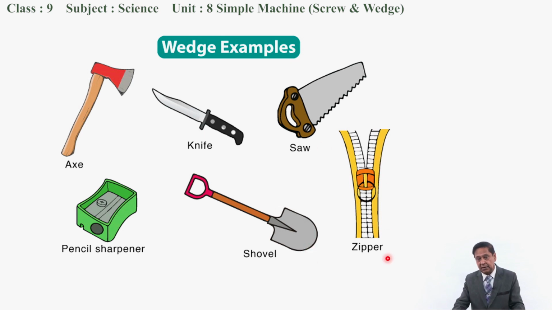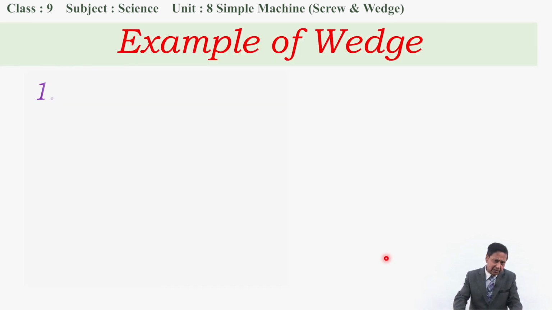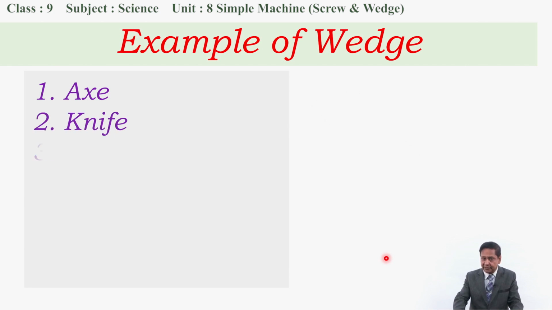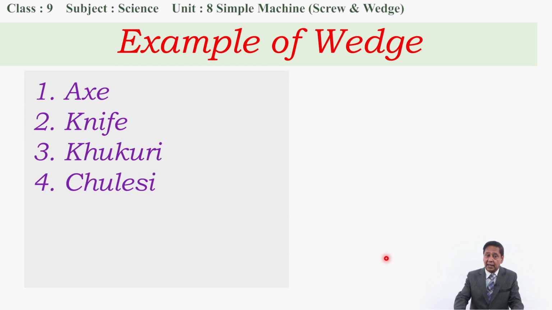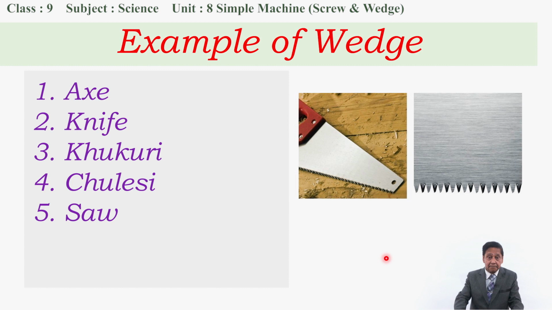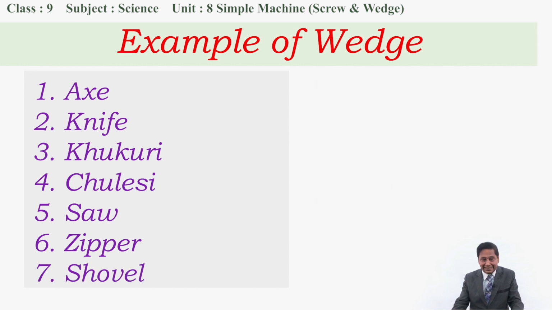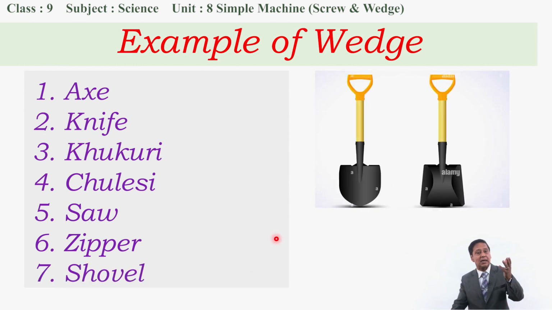Okay, this is a chisel. Chisel is another wedge. Now, I want to show this again. Look at this. We have to remember all these very carefully. Look at the diagram also. This is an axe, and this a knife, and this is a khukuri, and this is chuleshi, and this is what? Saw, and it has sharp teeth here, and here chisel, and another one is trowel. And these are the common wedges which we use in our daily life for different purposes.